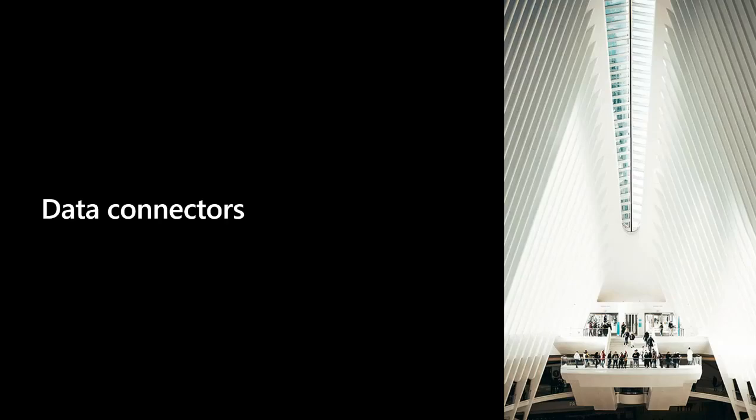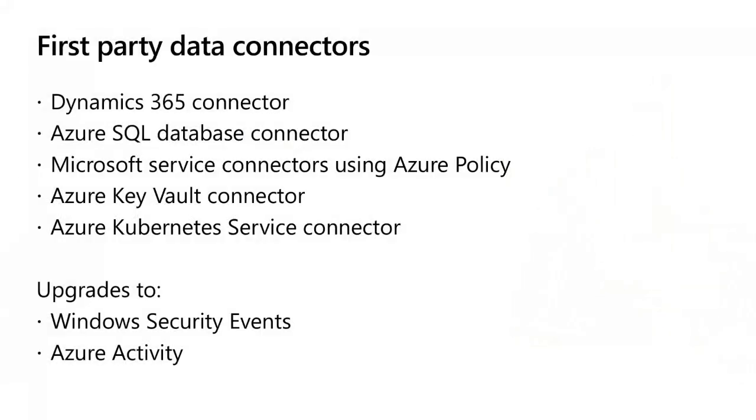So to start with, let's talk about data connectors. We've got a ton of new first-party data connectors. We've got Dynamics 365, and Azure SQL database. You can now deploy Microsoft connectors using Azure Policy, if you're using Azure Policy in your deployment. We've got a Key Vault connector, the Azure Kubernetes Service or AKS connector, and we've also changed the Windows Security Events connector and Azure Activity.